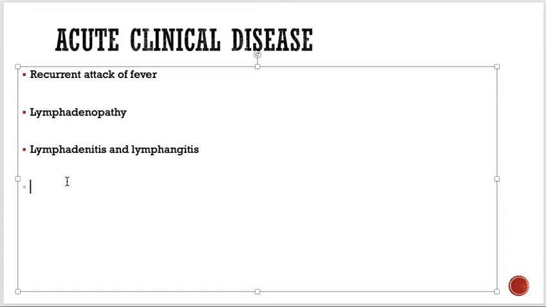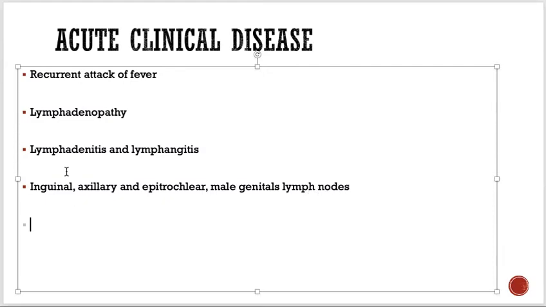The lymph nodes commonly involved are inguinal, axillary and epitrochlear. These lymph nodes are mostly involved, and especially in males, the lymph nodes of the male genitals. So that's how these patients present. Many of them, for example in males, may have epididymitis or orchitis, which is the inflammation of the testes.